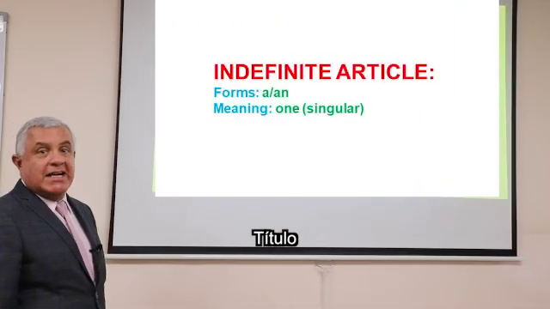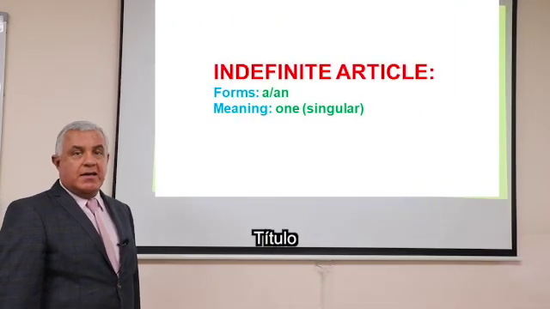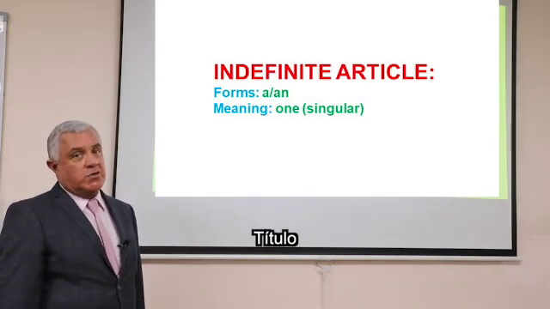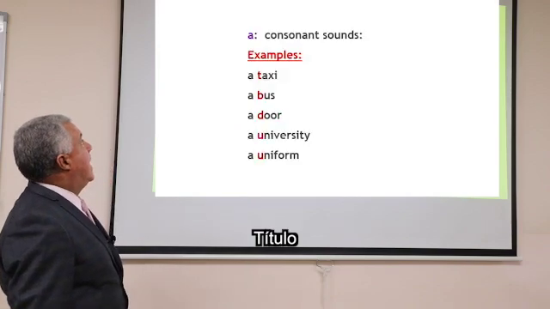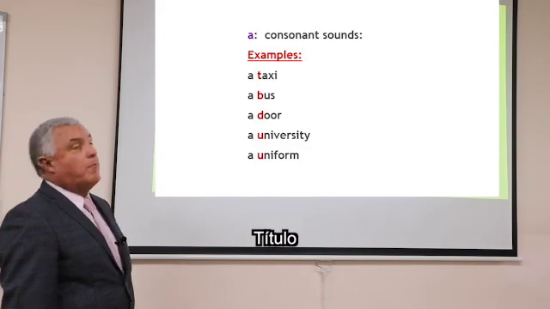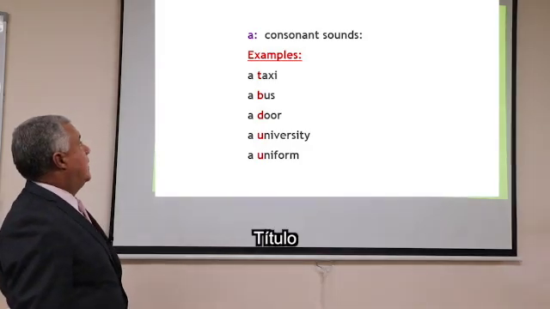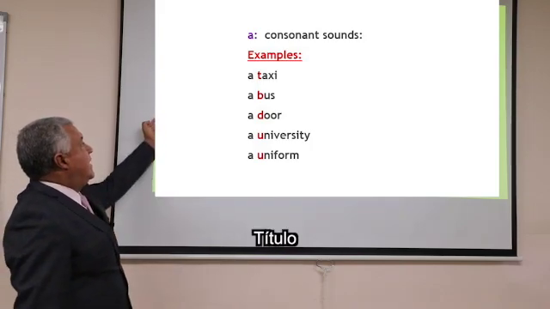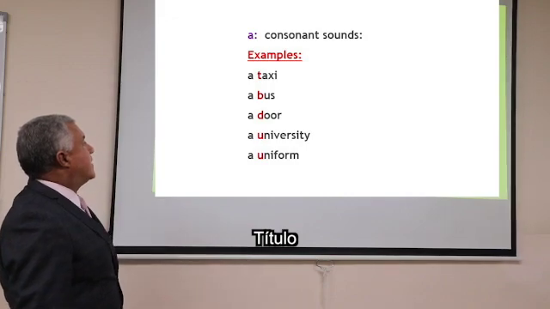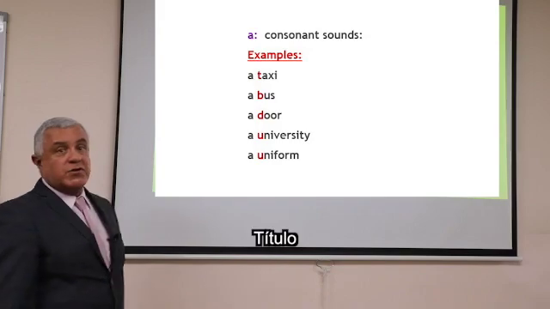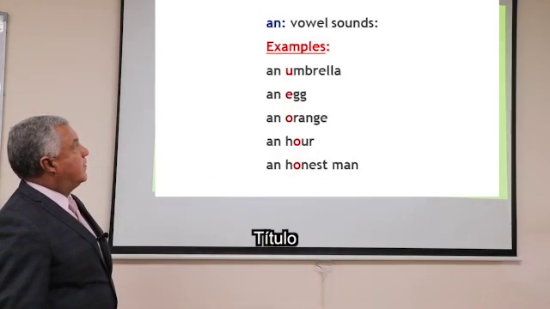Indefinite article. There are two forms, a and an. The meaning is one, so it is only used for singular. Now, a is used with consonant sounds, an is used with vowel sounds. Examples: a taxi, a bus, a door, a university, and a uniform. In these two cases, the pronunciation is as a consonant, university and uniform. For that reason it is with a.